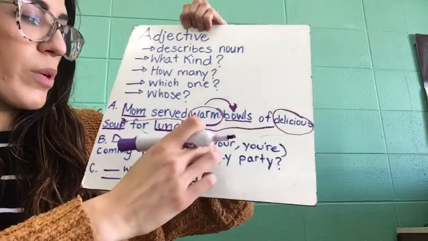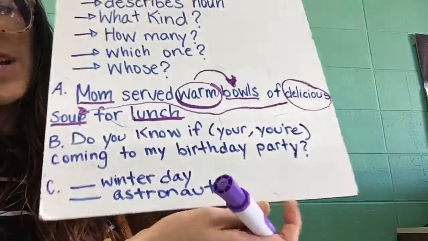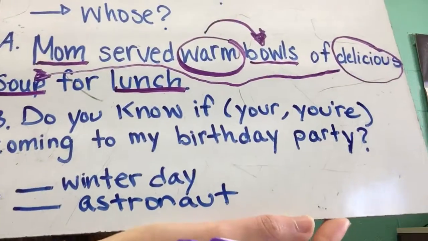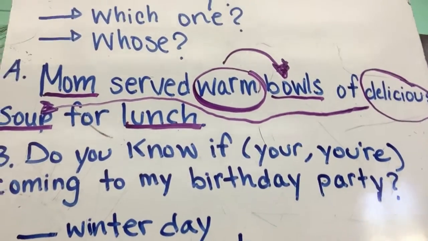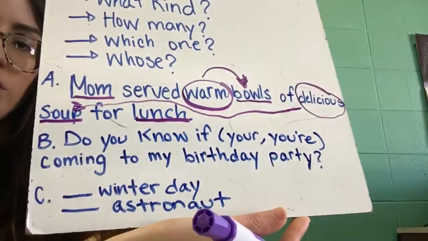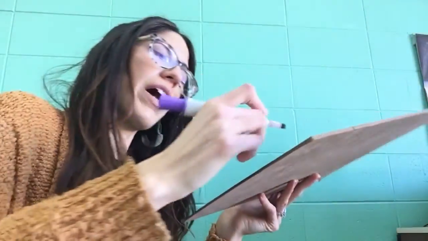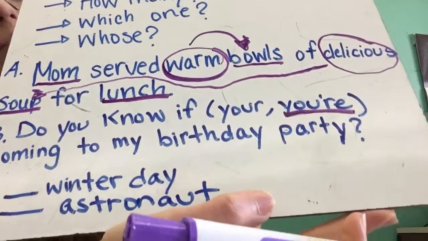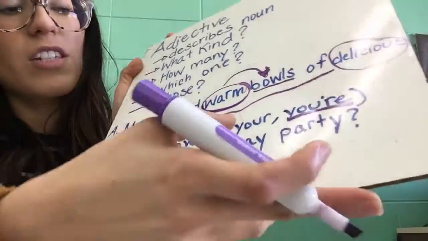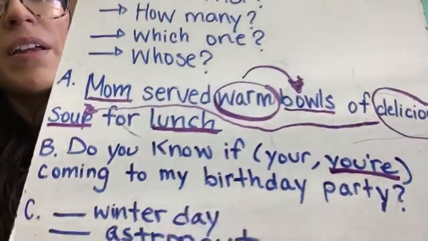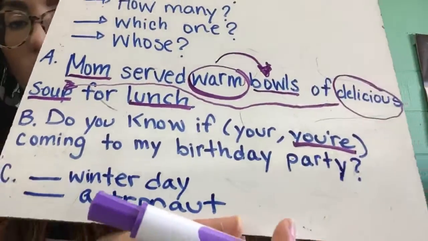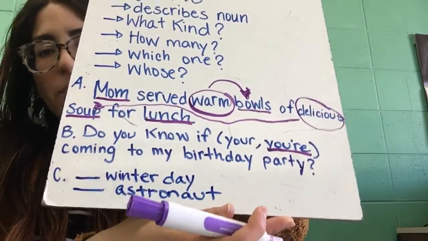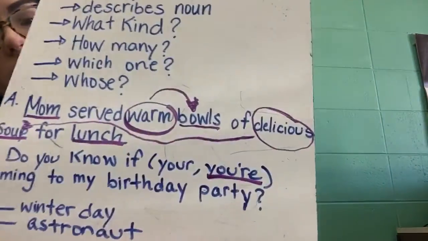So, which one is it going to be? Your or your? Which your is it? Did you figure it out? Good. It's the second your. That's right. Because the second your is a contraction, meaning you are. Do you know if you are coming to my birthday party? Because this your shows possession. This your means that's your puppy or that's your sweater, right? So we know that it's this one, the second one. Good job, and all you have to do is underline it.